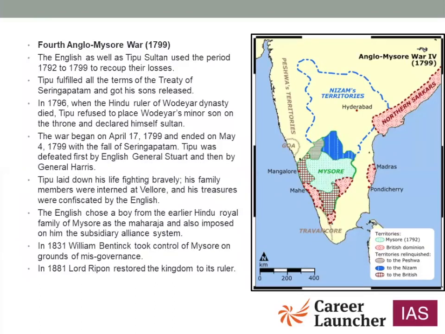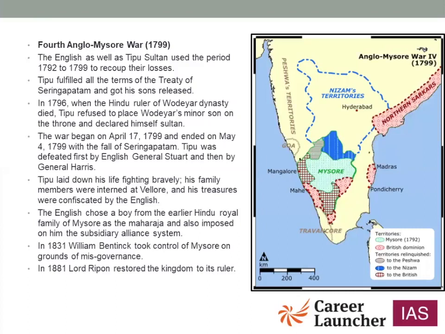The English as well as Tipu Sultan used the period between 1792 and 1799 to recoup their losses. Tipu Sultan had, however, fulfilled all the terms of the Treaty of Seringapatam, and he also got his sons released from the East India Company. Then in 1796, when the Hindu ruler of the Wodeyar dynasty died, Tipu refused to place Wodeyar's minor son on the throne, and he declared himself Sultan of the dynasty.